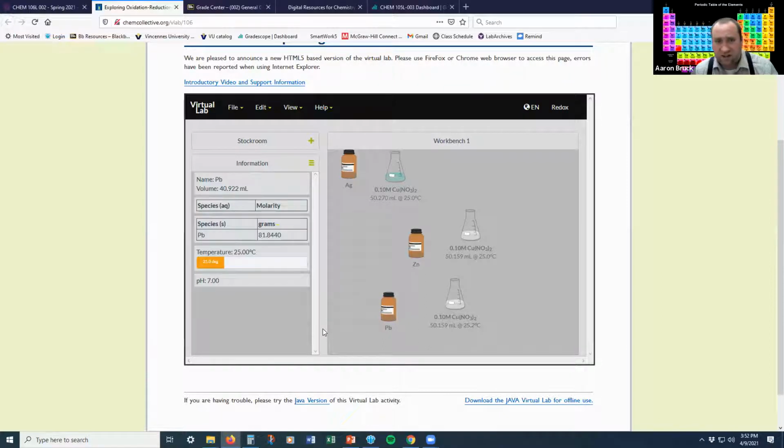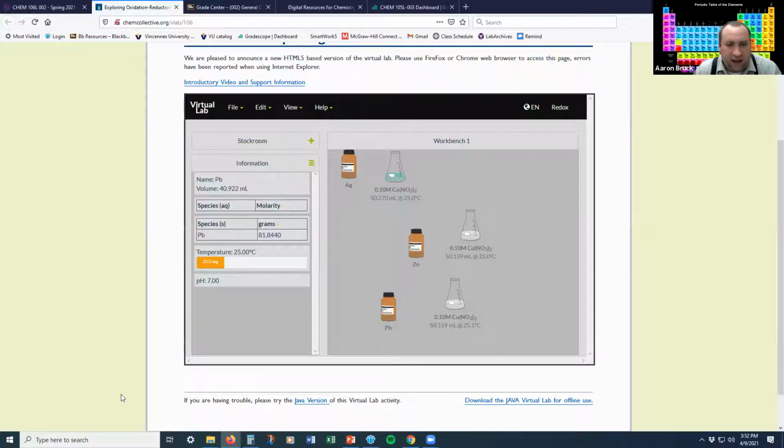So what does all of this mean? Well, what it means is that copper 2 plus was a pretty good oxidizer. Copper 2 plus forced the oxidation of the zinc. Copper 2 plus forced the oxidation of the lead.